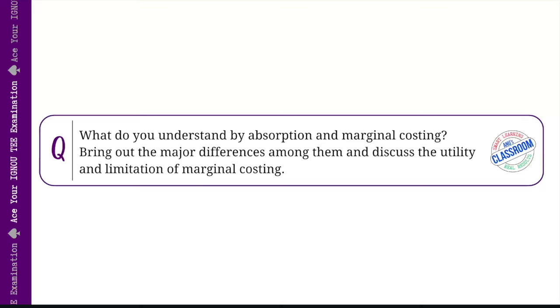Fixed costs like, say, rent or salary remain constant over a period, but they are allocated to products using a predetermined overhead rate. So this means that every unit produced carries a share of the fixed cost, giving a full cost of production. So this is how absorption costing is done.